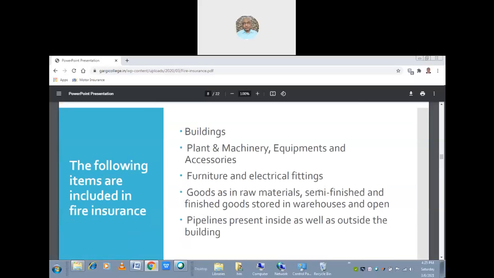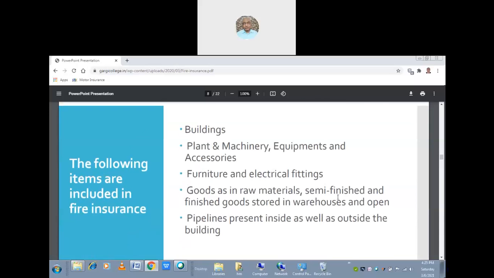Building fire insurance can be done. Plant, machinery, equipment and accessories fire insurance applies. Furniture and electrical fittings, goods and raw materials, semi-finished and finished goods stored in the warehouses and open pipelines present inside as well as outside the building, all of these come under fire insurance.